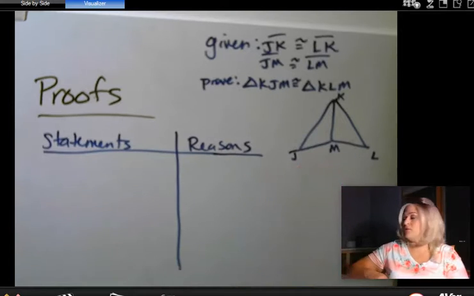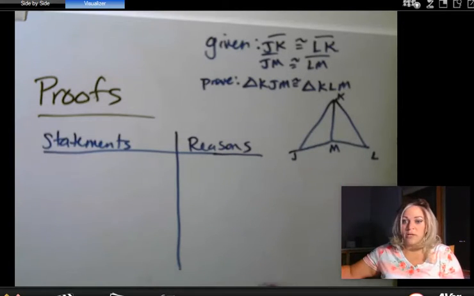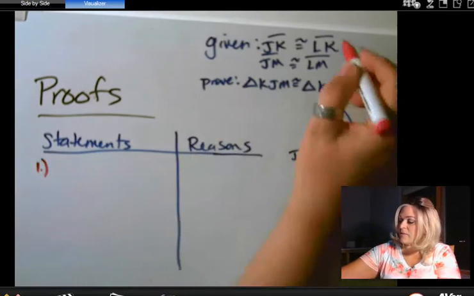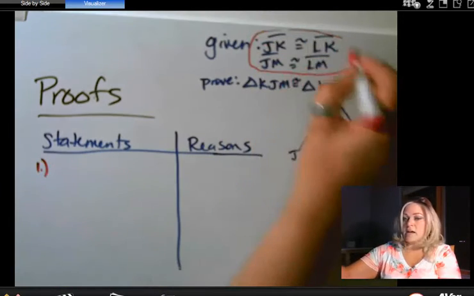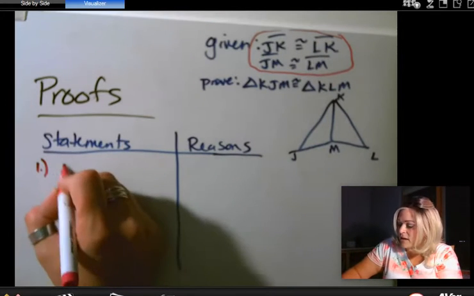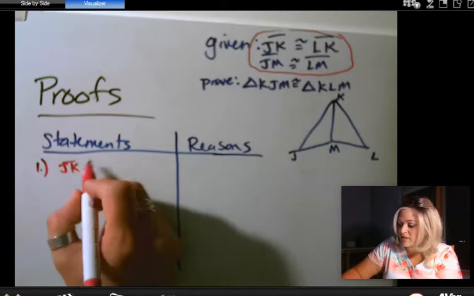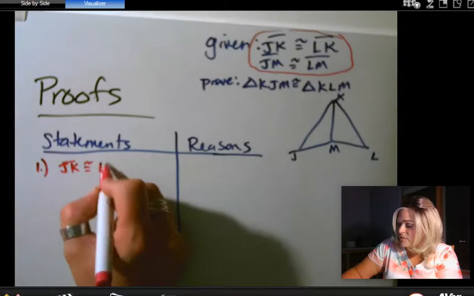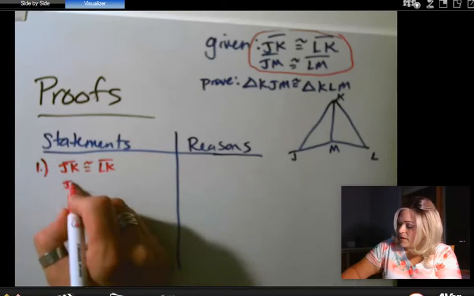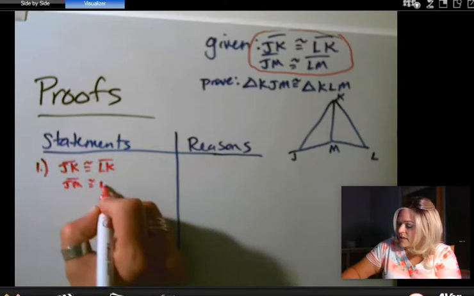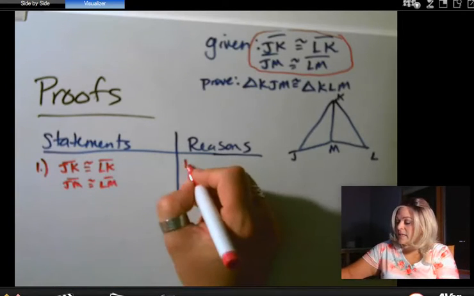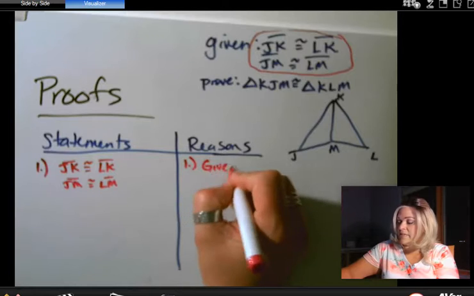So this is what you do in every proof. Step one, write the given. So I'm going to write exactly what I see here. I copy it step by step, symbol by symbol, everything. And so you are literally copying. It's the one time I think copying is fabulous. The only time. Okay, JK is congruent to LK, and JM is congruent to LM. I copied it exactly the way it was written, and for my reason, I literally write given.